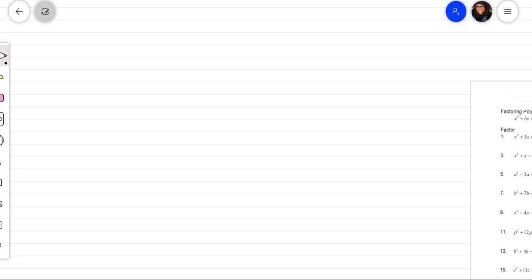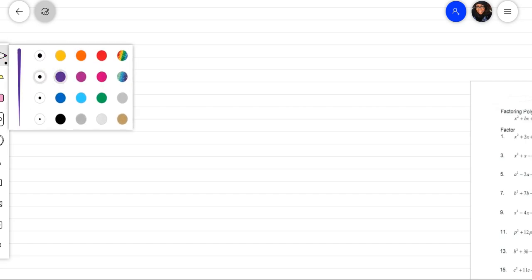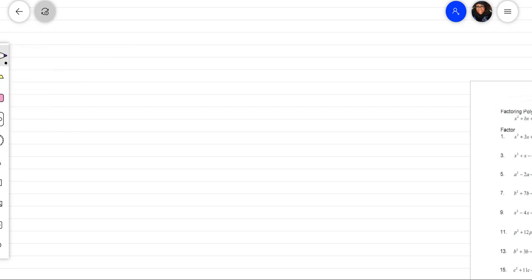Good afternoon, guys. Just wanted to quickly post a video going over some of the primary methods for factoring that we'll be using to solve the quadratics. They kind of correspond with the order of the pages in the packet as well.